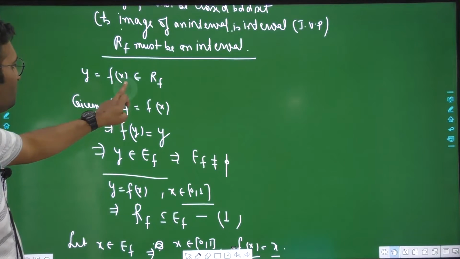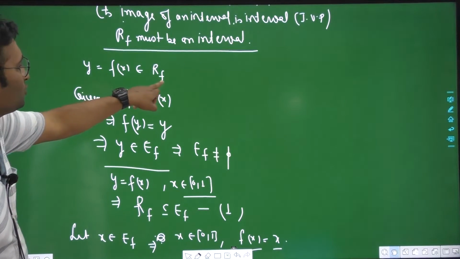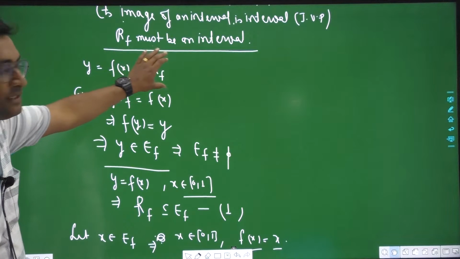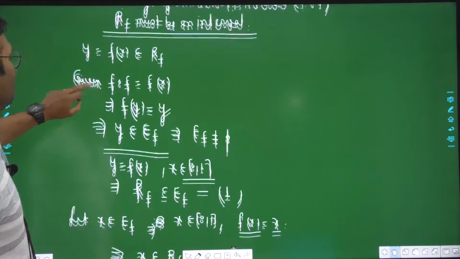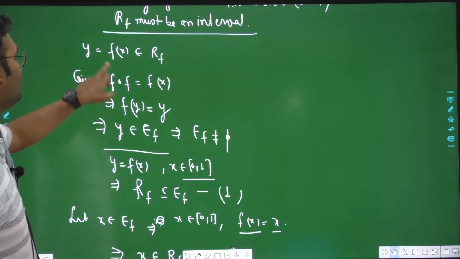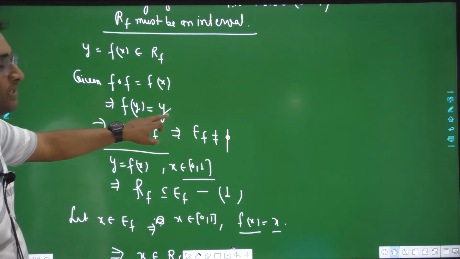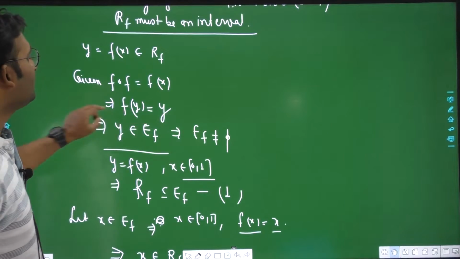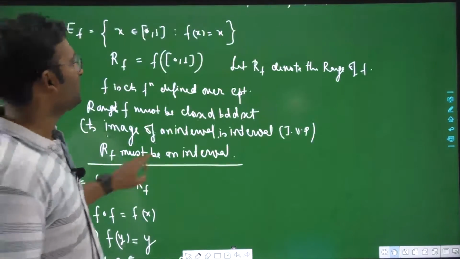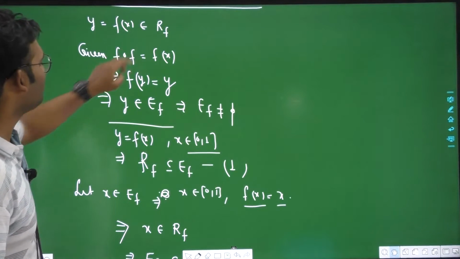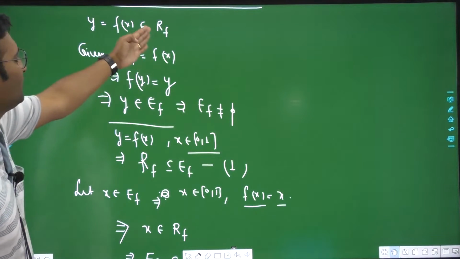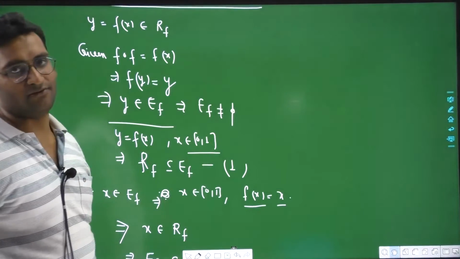If y belongs to f(x), it implies y is some element in the range of f where x belongs to [0, 1]. Now, given f(f(x)) = f(x), that implies f(y) equals y. Now if f(y) equals y, it implies y should be contained in the set E_f. That implies if y is contained in R_f, then y is contained in E_f. So I can write that R_f must be contained in E_f.